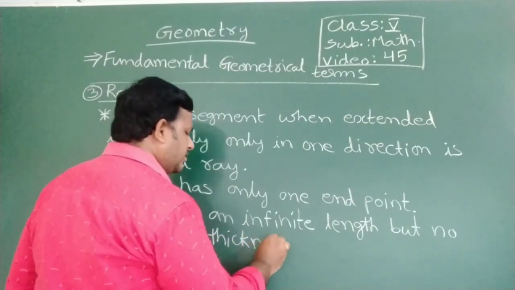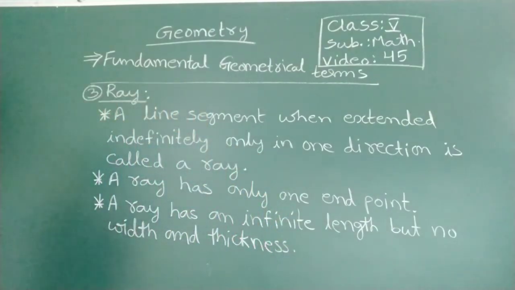This is the information about the ray. A line segment when extended indefinitely only in one direction is called a ray. So indefinitely means infinitely, so much length. So much length, it is extended only in one direction. That's why it is called a ray. So a ray has only one endpoint and an infinite length but no width and thickness.